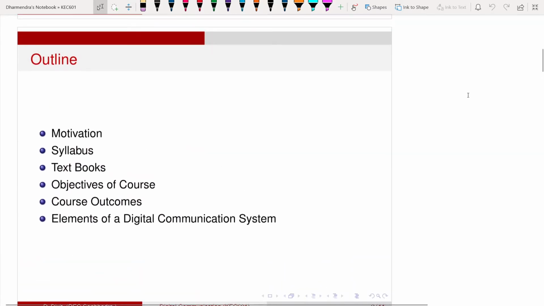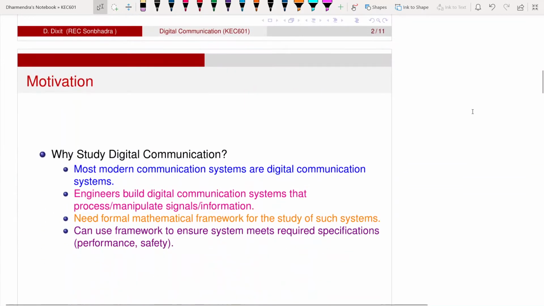So this is an introduction class for this course. In this class, we will discuss the motivation for this course, what the syllabus is, and what the textbooks are for this course. We will also discuss the objectives of the course and course outcomes, and I will briefly discuss the elements of a digital communication system.